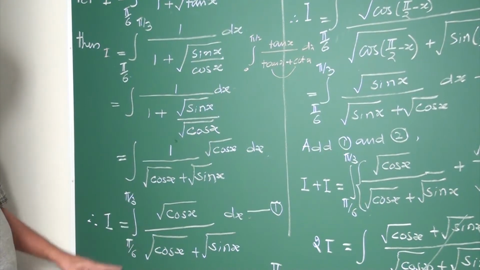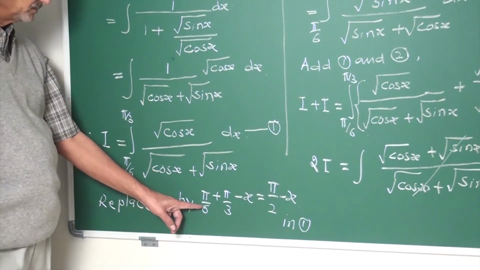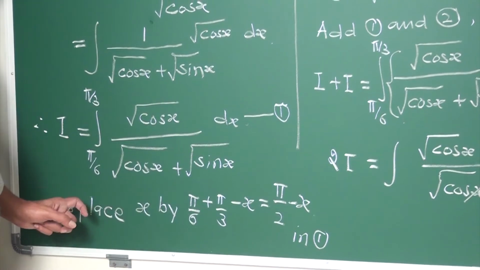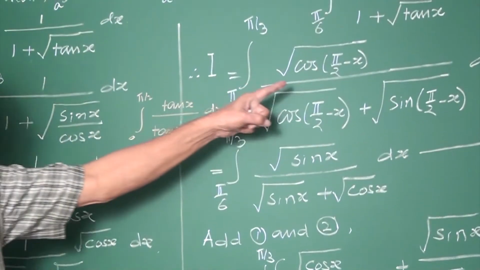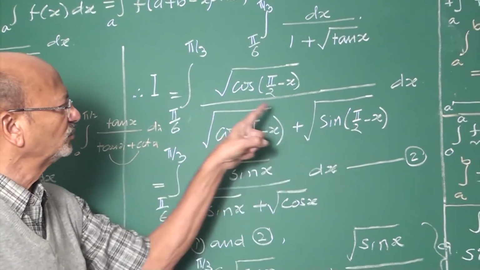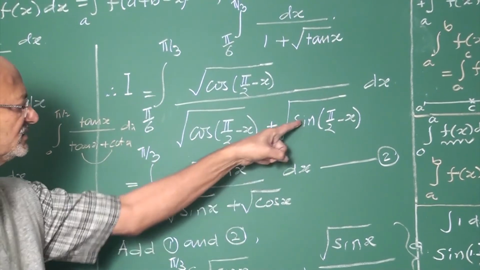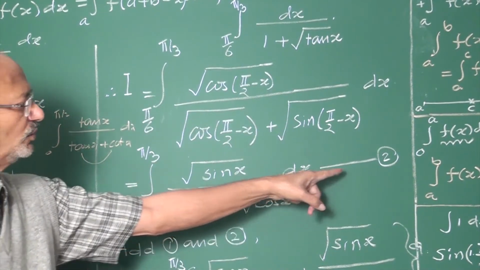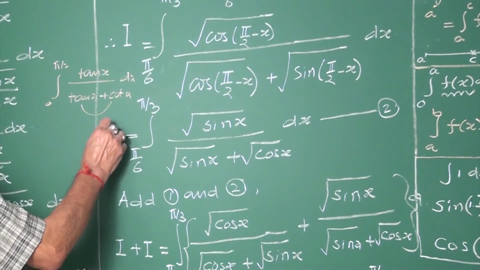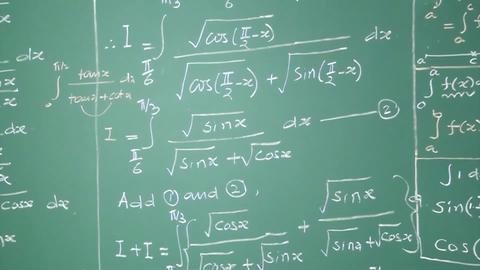Now you replace in this, my friends, x by a plus b minus x: pi by 6 plus pi by 3 is pi by 2, minus x. So replace I equal to, x is replaced by pi by 2 minus x. You know cos of pi by 2 minus x is sine, and sine is cos. You get this step. You name this as 2, my friends. This is another I. So add 1 and 2.